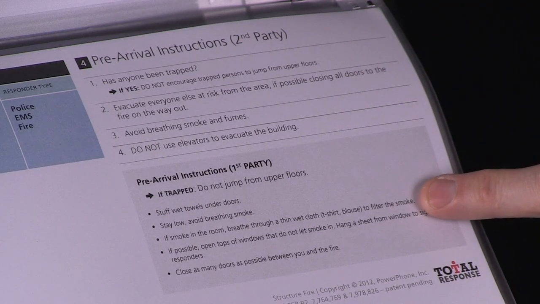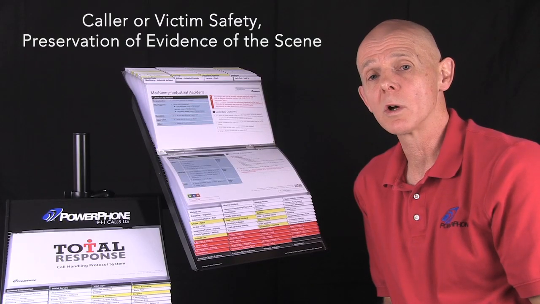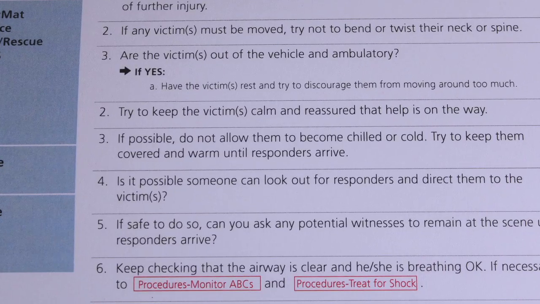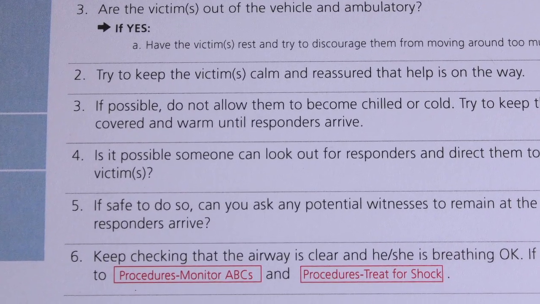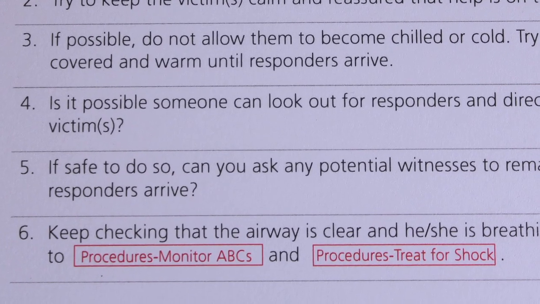Pre-arrival instructions within a chief complaint are specific to this type of scenario. They're going to cover things like caller or victim safety, or maybe even preservation of evidence of the scene. The red boxes are links to procedures in this example to provide advice and guidance to help somebody who has been injured at the scene.